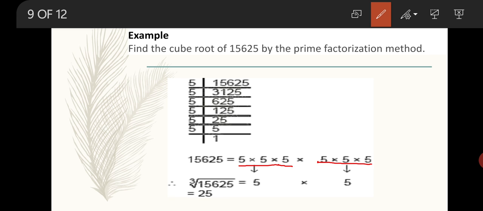Now the next step was replacing each group by a single digit. So I replace this group of 5s by 5 only, and this group of 5s by again 5. So the cube root of 15,625 is 5 into 5, which is 25.